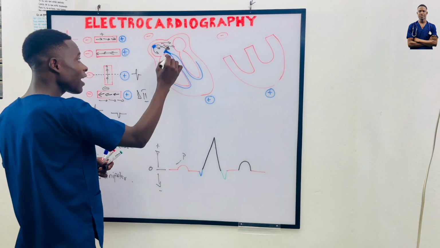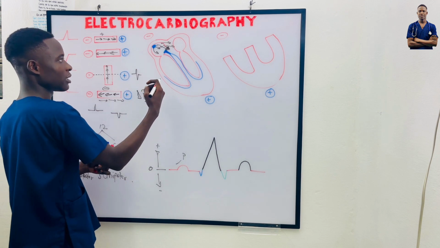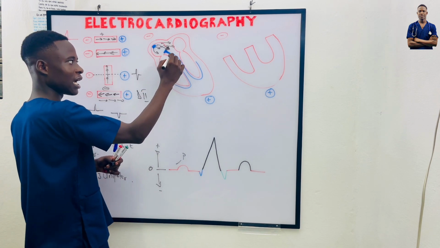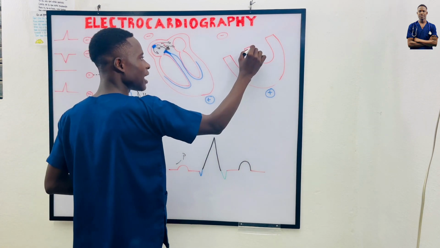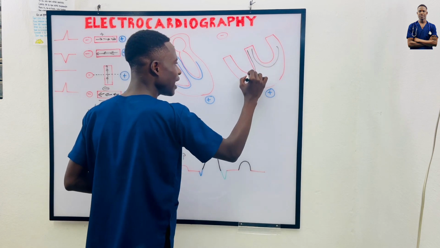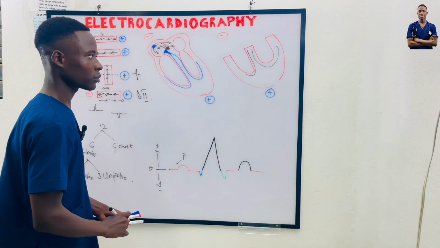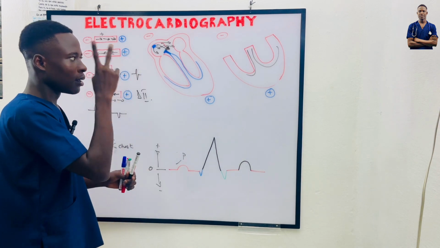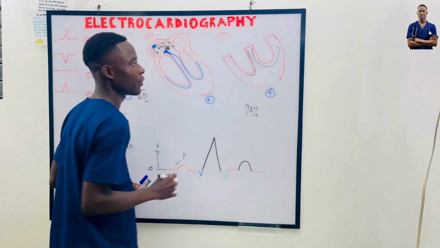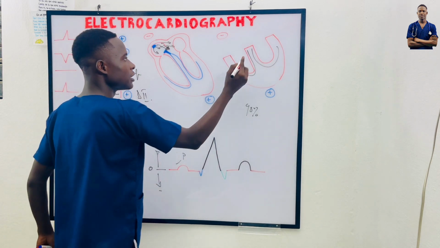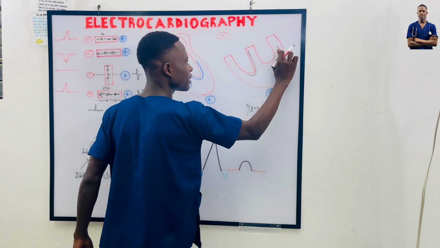Now, after the AV node gets the electrical impulse, it transmits it through the AV bundle, and then you get the right and the left bundle branches. They depolarize the septum wall of the ventricle. We have the left and the right. If you take the two, the left does 90% of the work. So let's assume this is the left, and the left will be performing 90% of this work.